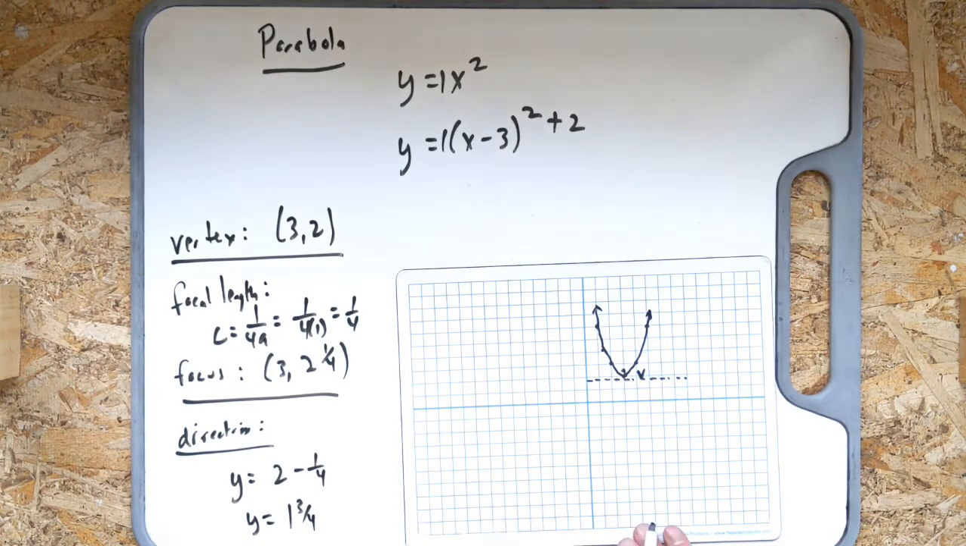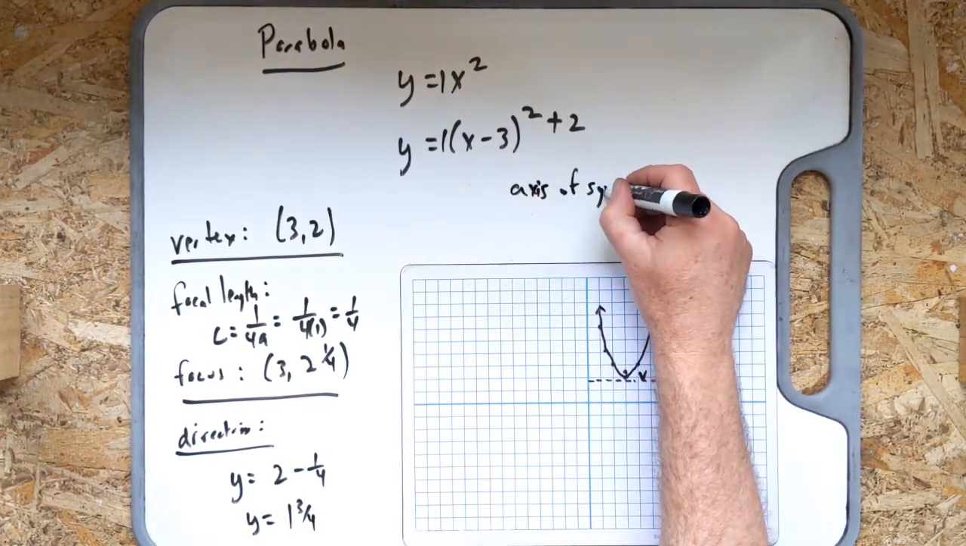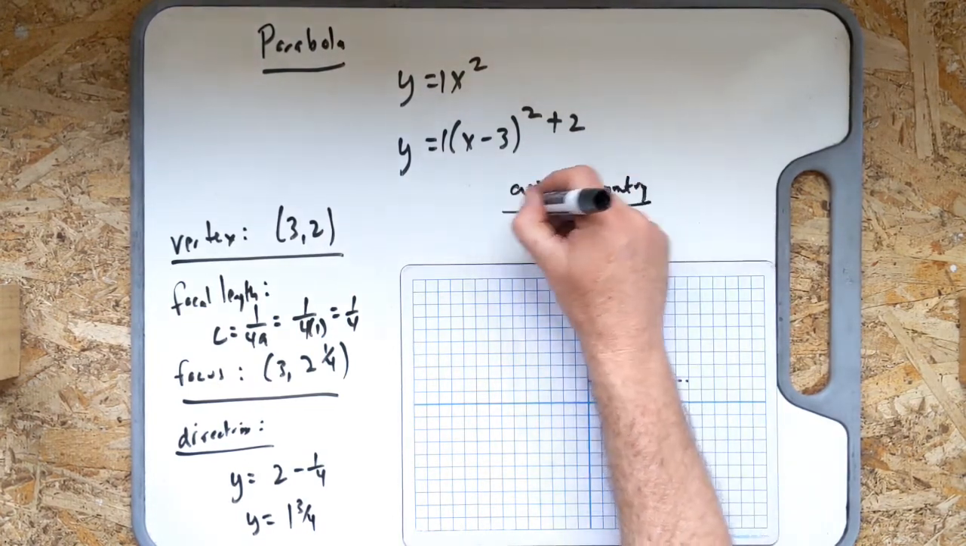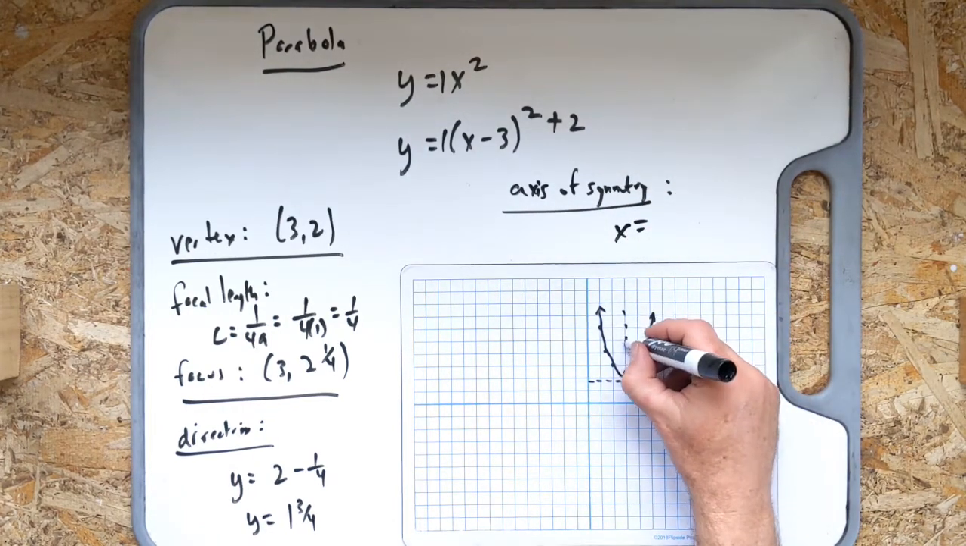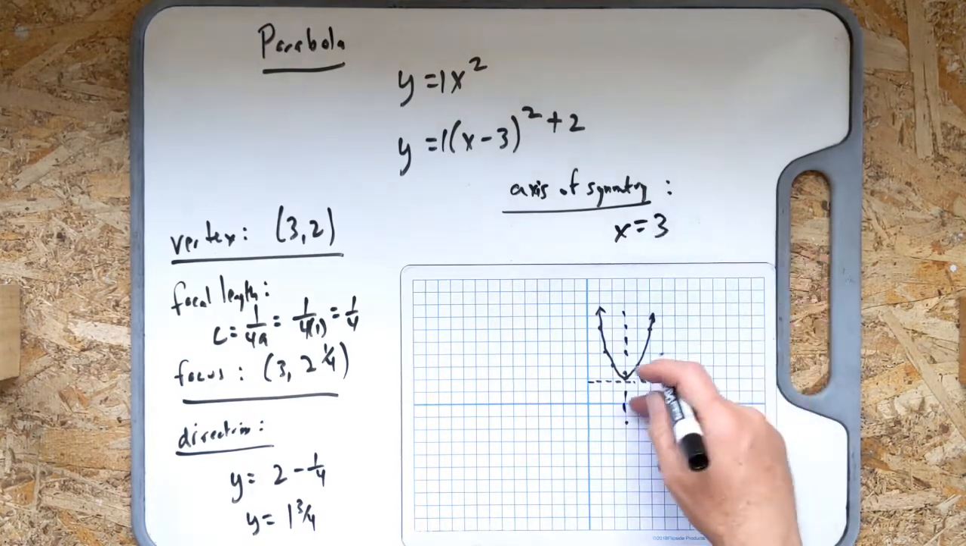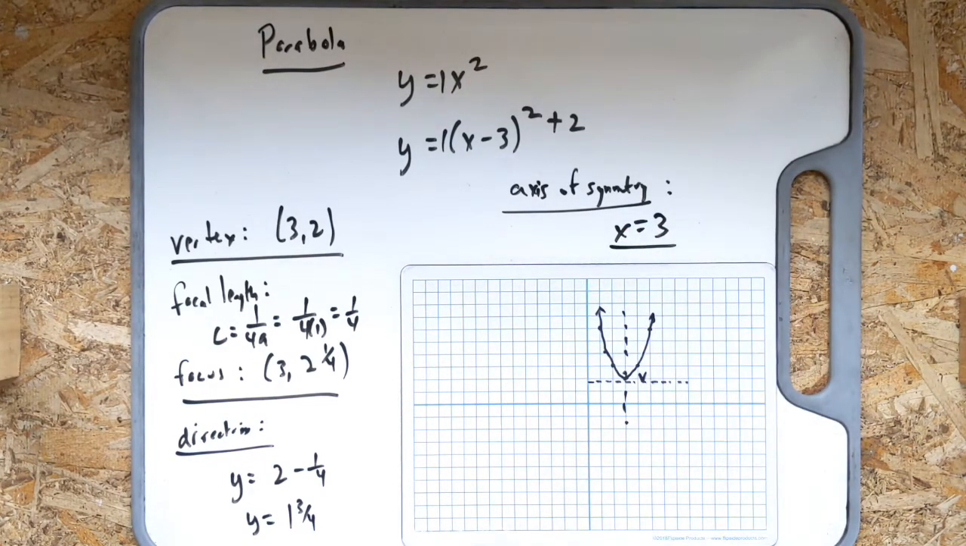Okay, other things we have, the axis of symmetry. That is equal to x equals h. H in this case is 3. It's this line right here, x equals 3. It's the same line that the focus is on. There we go. So that's the way you do it.